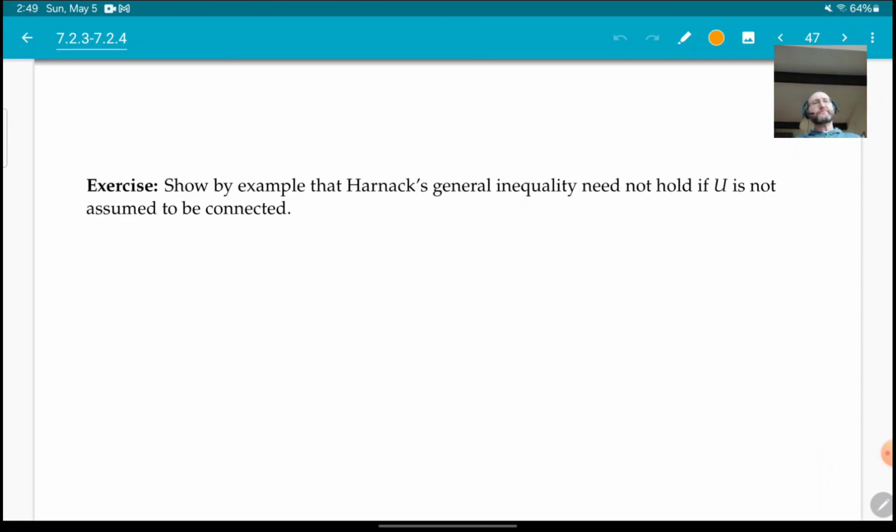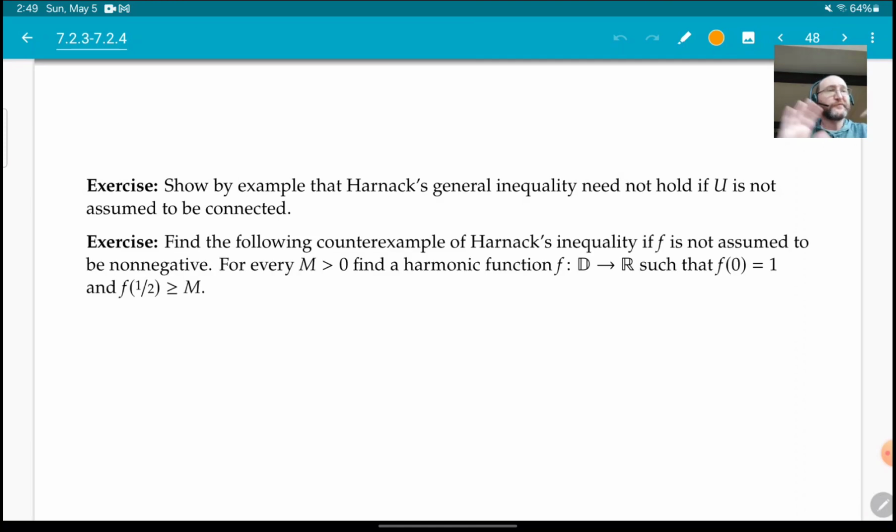All right. So let's talk about a few exercises on this. First, it's a fairly simple exercise. Find an example where Harnack's general inequality does not hold if U is not connected. It's not a hard one to do, right? So basically, don't assume any connectedness of U or K. So find a counterexample for Harnack's. And this is just for the basic Harnack's inequality.